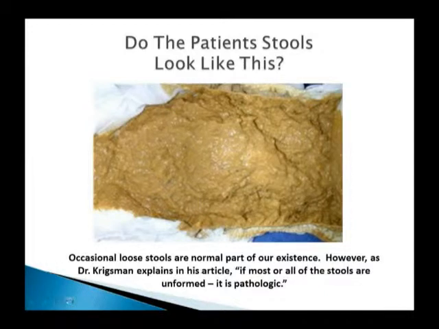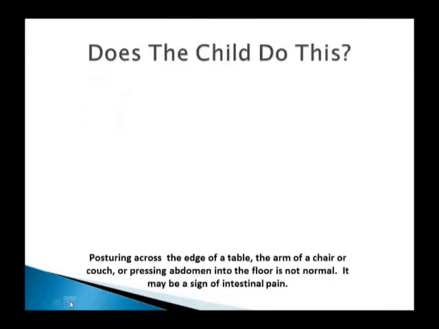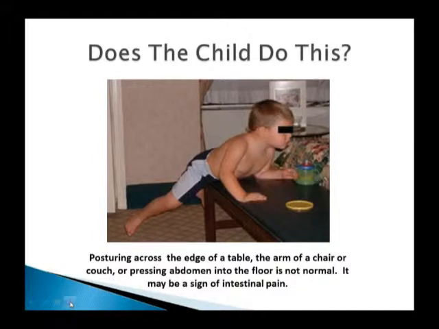The other thing, as medical practitioners need to recognize, is that oftentimes young children will posture themselves across furniture, the edge of a table, the arm of a chair or couch, pressing their abdomen to the floor. This is not a normal behavior. This is not playtime. They're often doing this to try to relieve pressure. Small children don't have the upper arm strength to get relief pressure for themselves, so they find some other object to do that. So I always ask parents, are your kids posturing over furniture like this? And that is a clear indication of something going on in the gut.